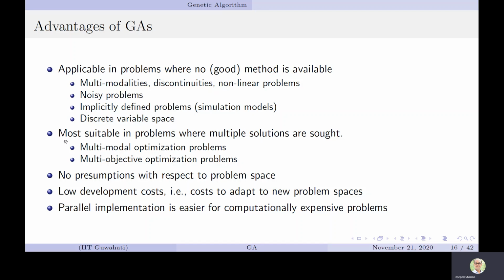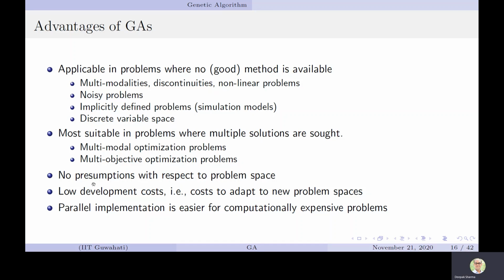The second scenario is when we are looking for multiple solutions. So what kind of problem? For example, multimodal problems or multi-objective optimization problems, where we are looking for multiple optimal solutions. GA can give all these solutions in one run, because GA starts with multiple solutions, and that is what we call a population.